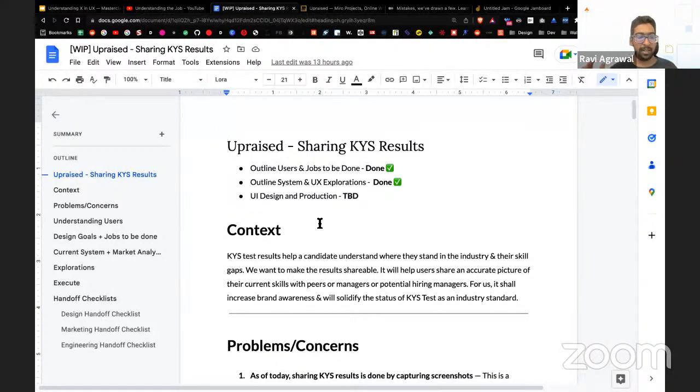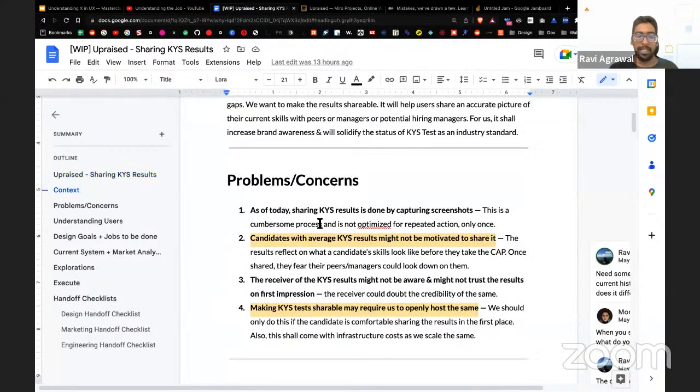So the problem statement that we started with was, how do we help people share KYS results, right? And the problems I tried to articulate were that, as of today, sharing KYS results is done by capturing screenshots. Candidates with average KYS results might not be motivated to share it. The receiver of the KYS results might not be aware and might not trust the results on first impression. And there are some technical problems, which is that to make a KYS test shareable, we might need to openly host the same. Now, this causes some privacy or personal issues, right?